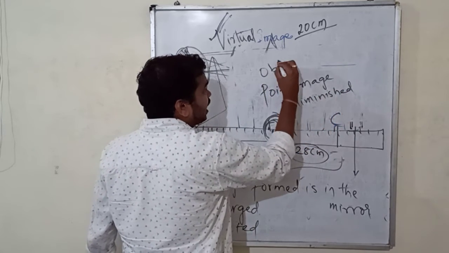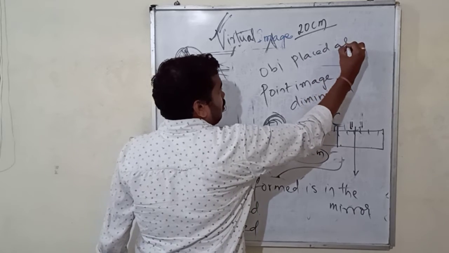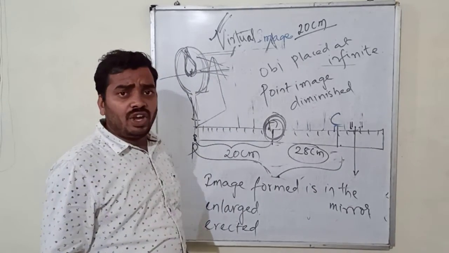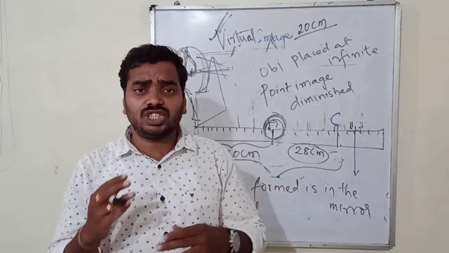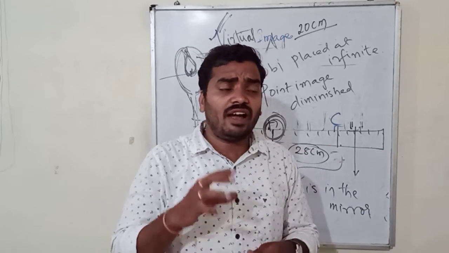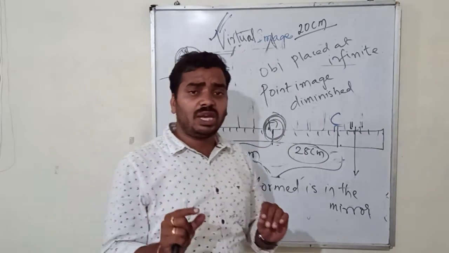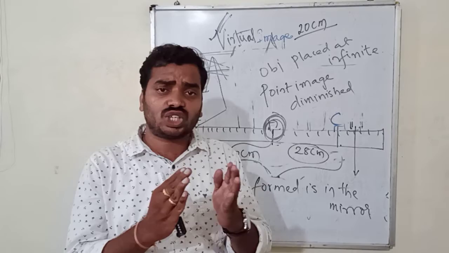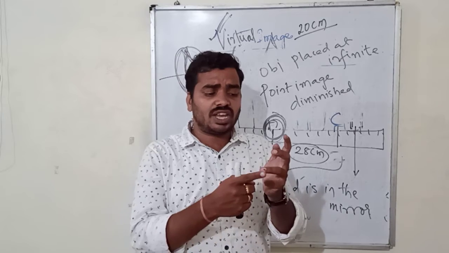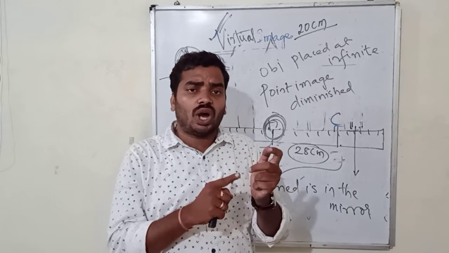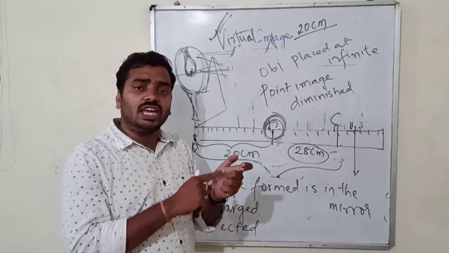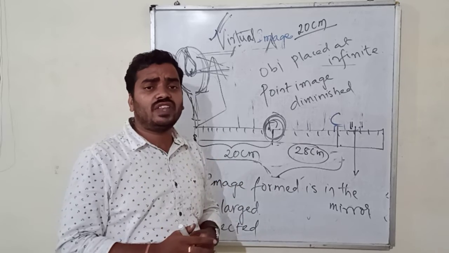When the object is placed at infinite distance. Now you have observed various positions of the images when the object is placed at different positions, and you have known the nature of the image. If anyone asks you what is the nature of the image, you have to say whether it is erected or inverted, whether it is a real or virtual image, and whether it is diminished or enlarged. Okay, these three say the nature of the image.